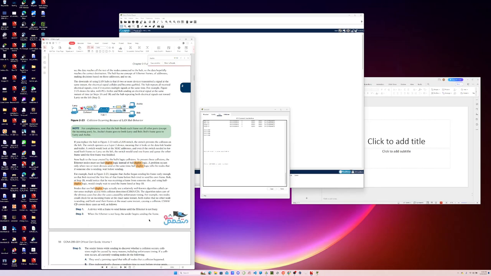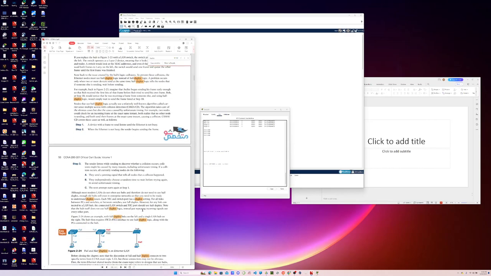The device with the frame to send listens until the Ethernet is not busy. When the Ethernet is not busy, the sender begins sending the frame. The sender listens while sending to discover whether a collision occurs. Collisions might be caused by many reasons, including unfortunate timing. If a collision occurs, all currently sending nodes do the following. They send a jamming signal that tells all nodes that a collision happened. They independently choose a random time to wait before trying again to avoid unfortunate timing. The next attempt starts again at step one.